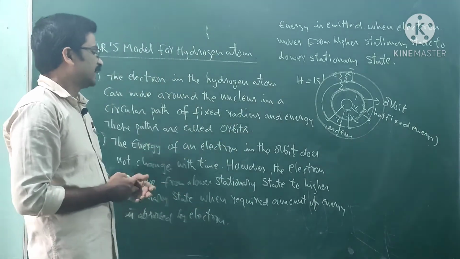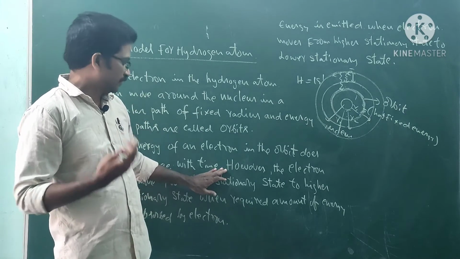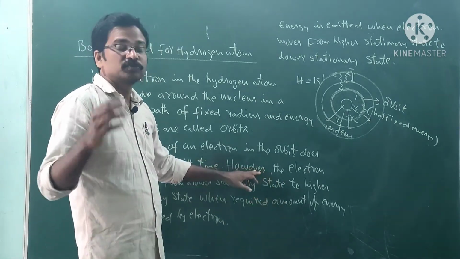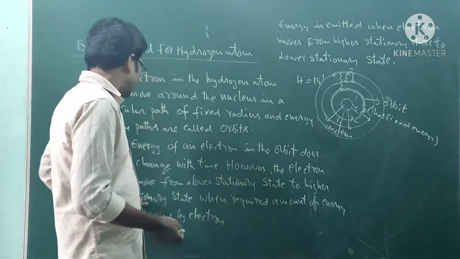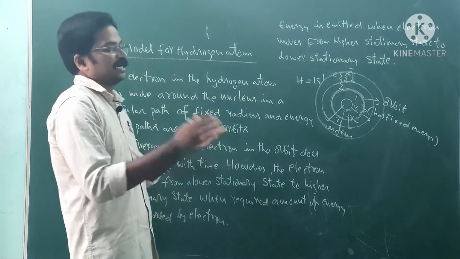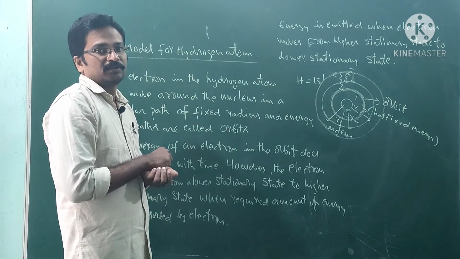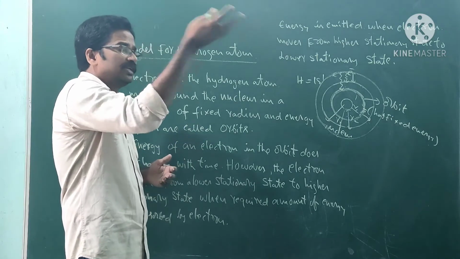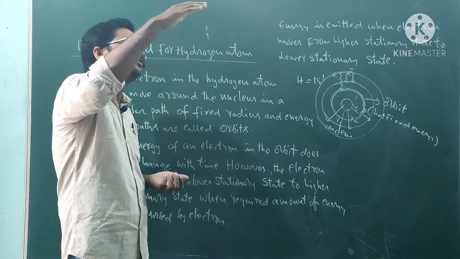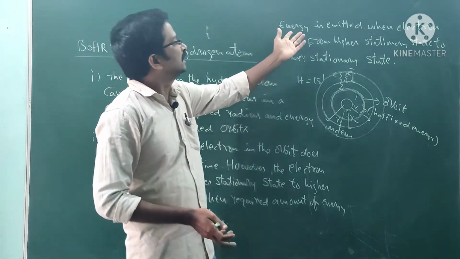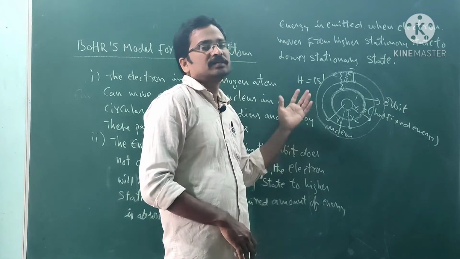These two points. The energy of an electron in an orbit does not change with time. Whenever you leave the atom, the energy of the electron does not change. If you supply the energy to the atom, the electron moves from a lower energy state to a higher energy state, when the required amount of energy is absorbed by the electron. There is another possibility we know: an electron in a higher energy state is not stable. So when the electron moves from a higher energy level to a lower energy level, it can emit the energy. In this way you can understand it.